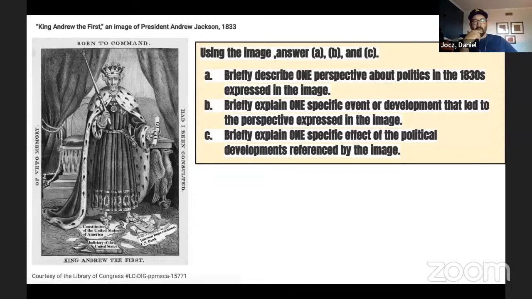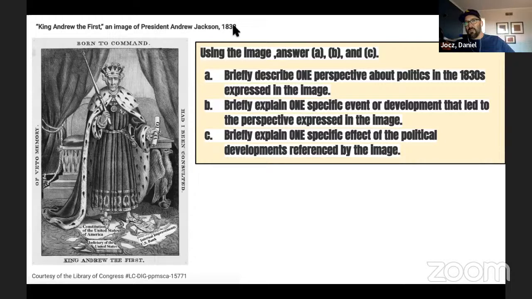So if we take a look, one of the first things I always do is look at the caption of the cartoon. So in this particular one, we got King Andrew the First, and we have some language around the cartoon itself. A veto memory born to command, had I been consulted. Okay, so maybe that helps, maybe it doesn't. We have the sourcing, King Andrew the First. So the cartoon is called King Andrew the First, an image of Andrew Jackson, 1833.